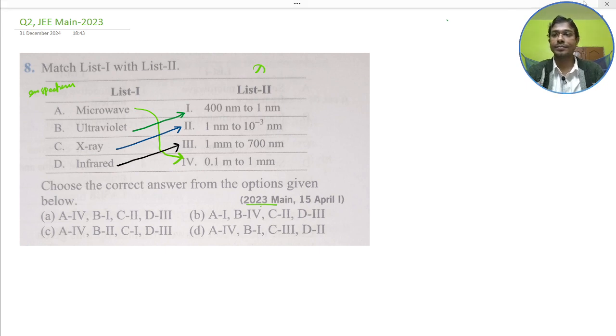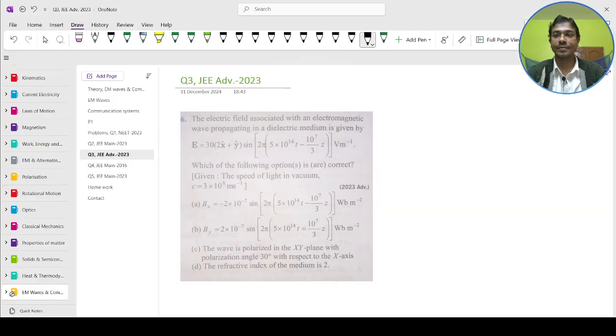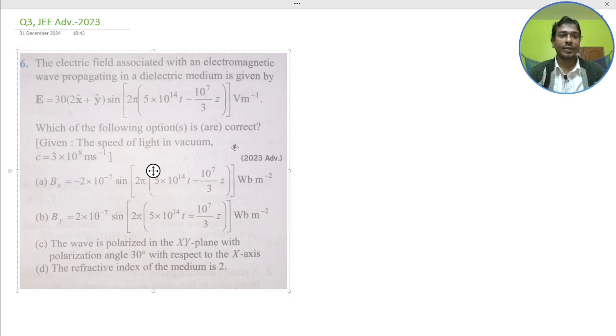Next one, JEE Advanced 2023. It's saying that the electric field associated with an electromagnetic wave propagating in a medium is given by E. Which of the following are correct? This is basically an MSQ type question. One or two answers will be correct.